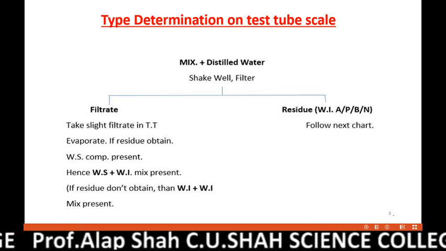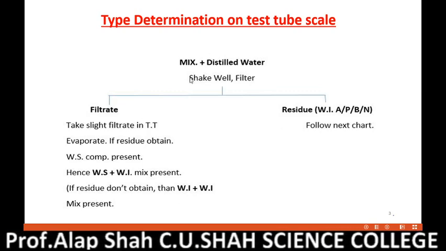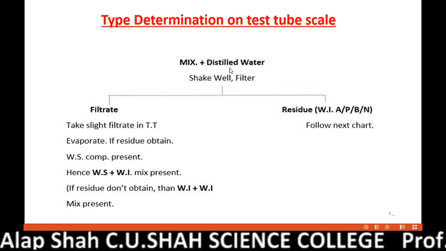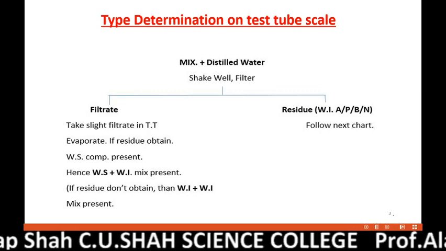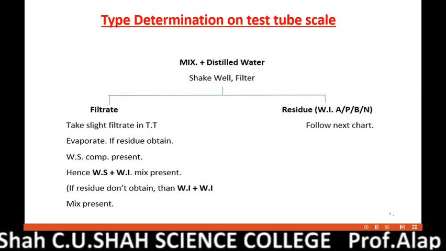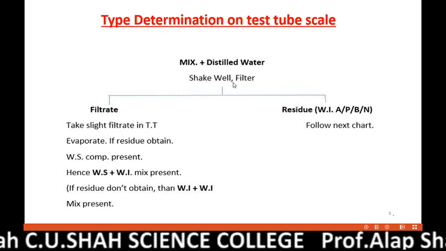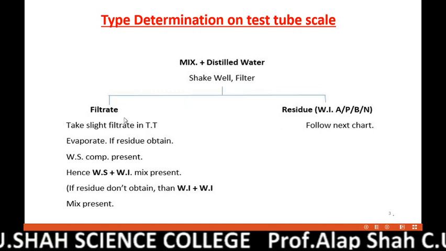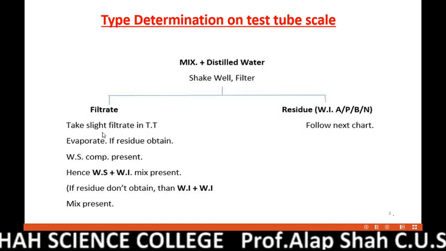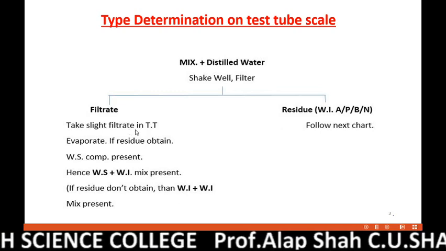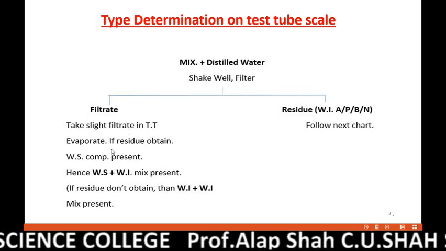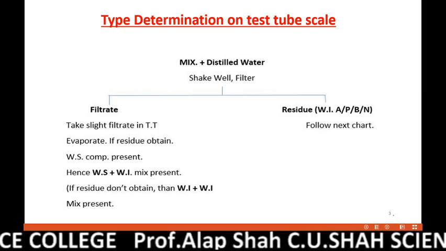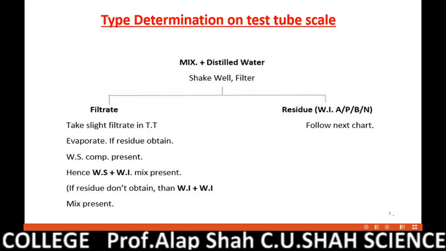So how would you do it? First of all, take a pinch of mixture and add distilled water. You perform this process in a test tube, on a small scale. Shake it very well, shaking is very important, and filter it. If a water soluble component is given to you, it will be in the filtrate. Now take a little filtrate in a test tube and evaporate it. Remove all the water, and if residues are obtained, then we say a water soluble compound is present.